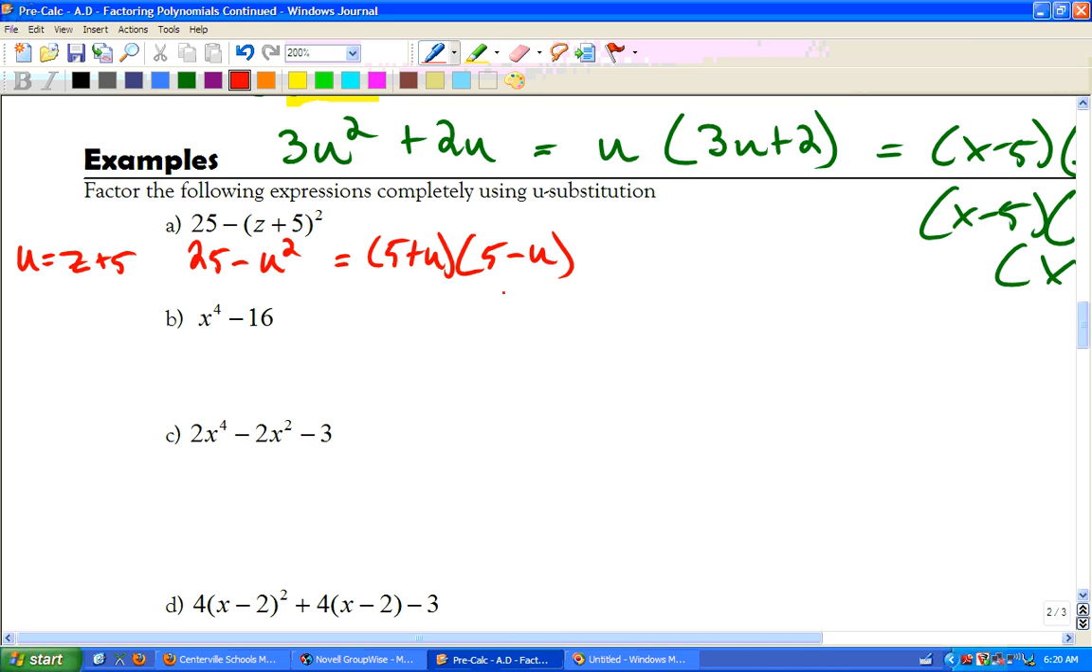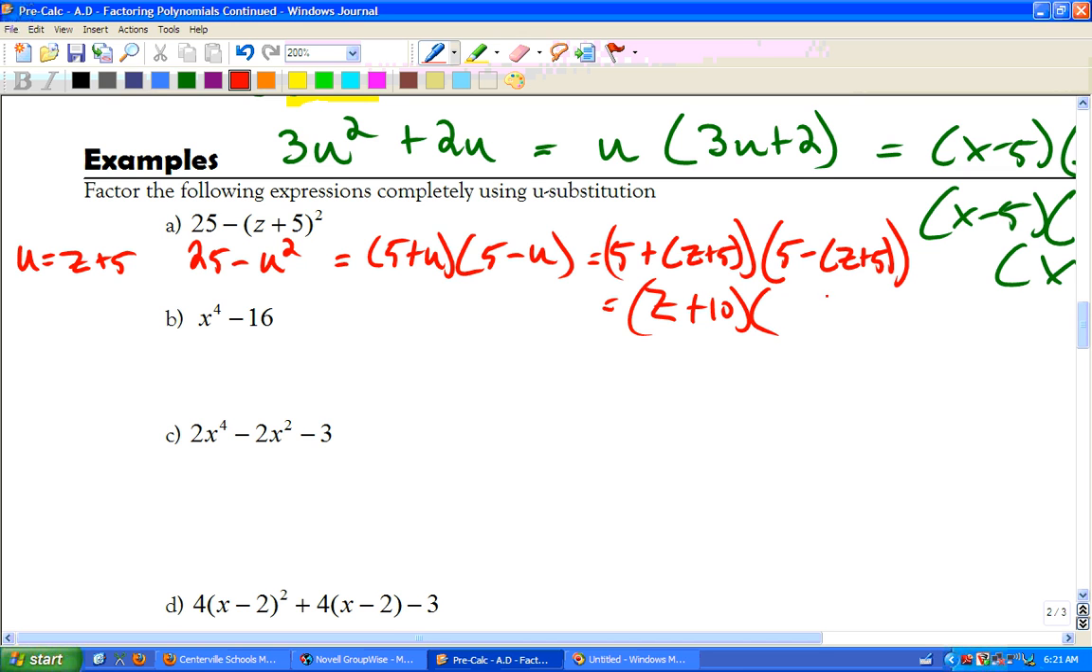Again, that is factored, but it's in terms of u. We need it in terms of z's in this case, so we're going to substitute back in 5 plus z plus 5 times 5 minus z plus 5. Simplifying a bit, combining like terms, we get z plus 10 times the quantity of negative z. If you want to write that in a slightly different form, you can pull that negative z out front. This may be something the back of your book may show for homework.